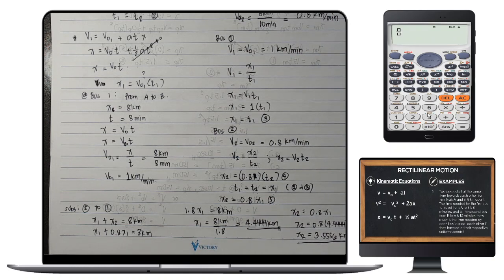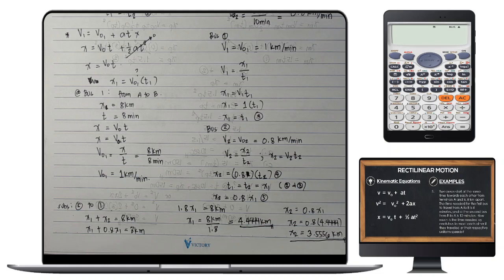So, let's check. 32 over 9 plus the other one. Okay, so again, let's present. Bus number 1 traveled 40 over 9, and bus number 2 traveled a distance of 32 over 9. So as you can see, that is at the 8 kilometer mark.